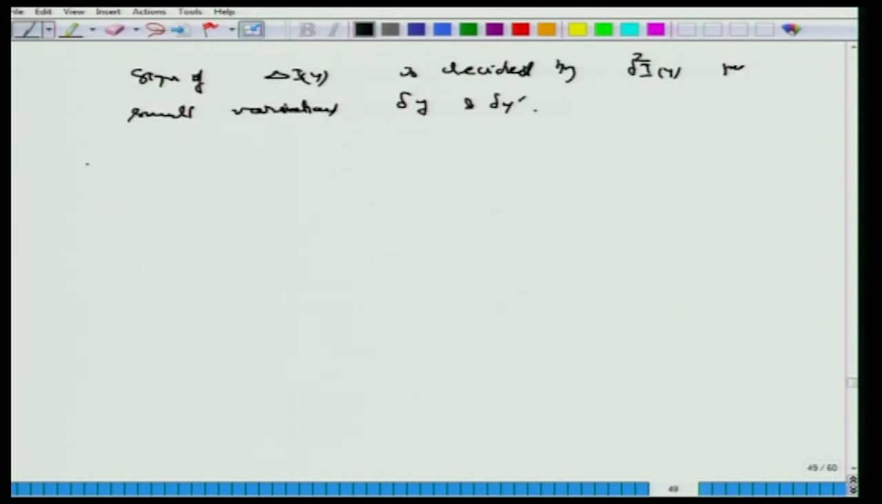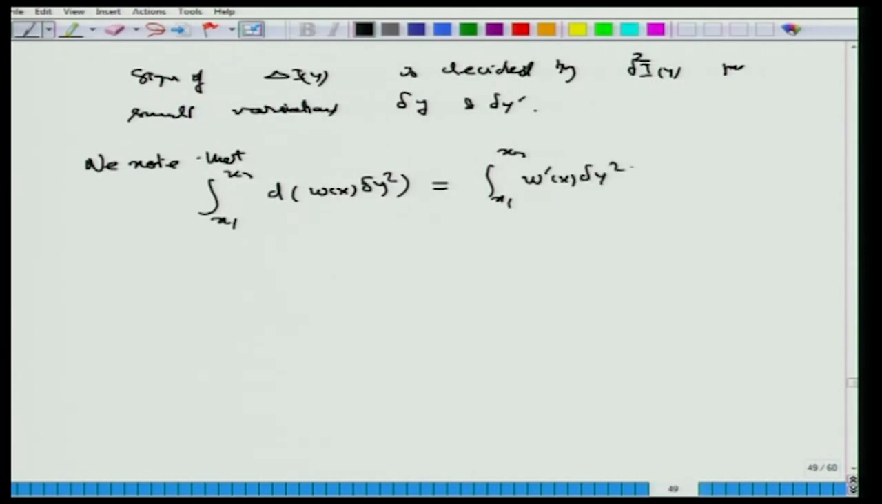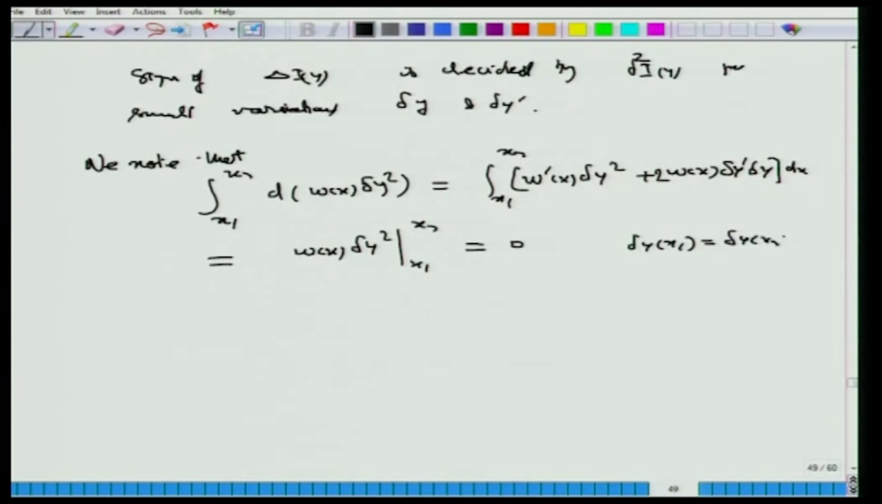So, what we do here, we note that this integral from x 1 to x 2 of d of some function, let us say w x into delta y square, is actually the integral from x 1 to x 2 of w prime x delta y square plus 2 w x delta y delta y prime d x. But on the other side, this thing is w x delta y square evaluated at x 1 to x 2, and this is 0 because delta y at x 1 as well as delta y at x 2 is 0. And so, this term we can add to this.